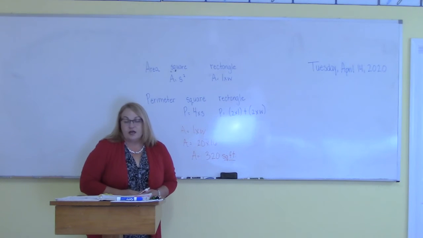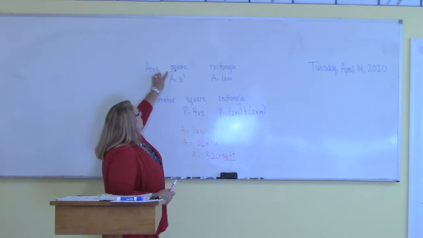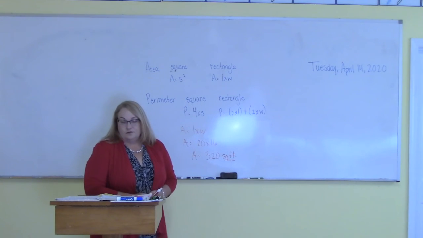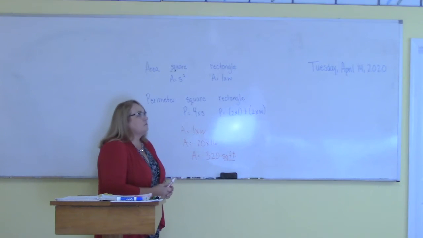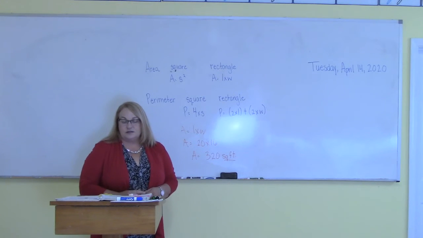Let's look at B. We're finding the area of a square. Your side is 7 inches. So your formula is A equals side squared. What is 7 times 7? Good. The area equals 49 square inches.